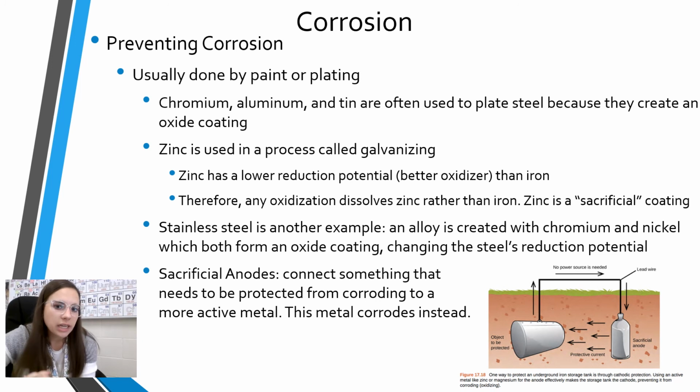Stainless steel is another example. It's an alloy, so a metal mixture of chromium and nickel, both of which form that oxide coating, which changes the reduction potential and keeps it from being corroded. And then sometimes when we have certain things we need to protect, we'll add what's called a sacrificial anode. So we connect whatever thing we don't want to corrode to a metal that is more active, and so that metal is going to be corroded instead of the thing that we're trying to protect. So just an interesting example of a real use of our knowledge of redox reactions and reduction potentials.